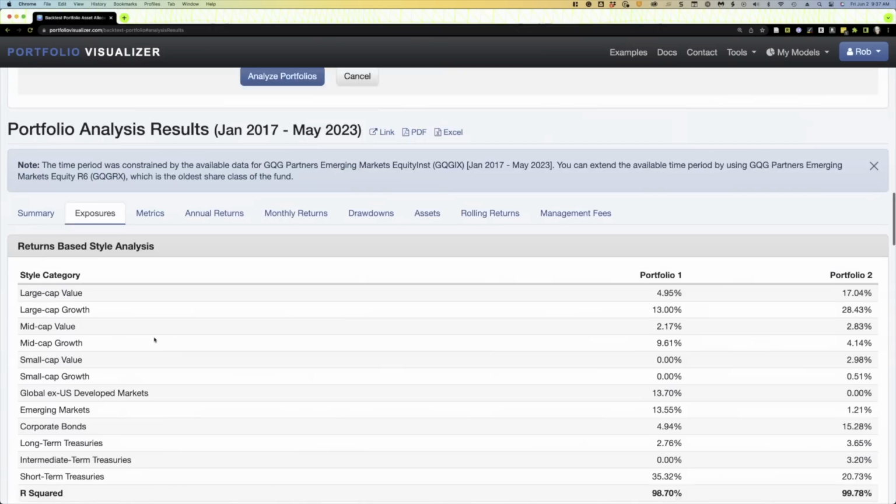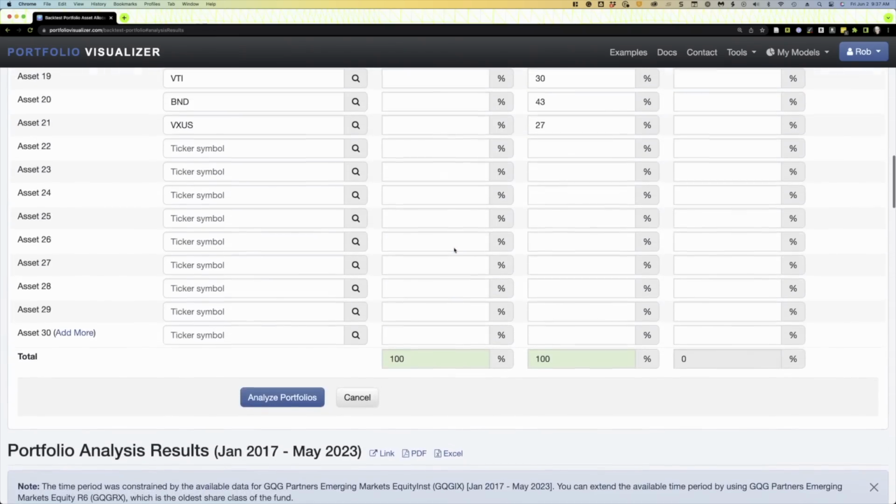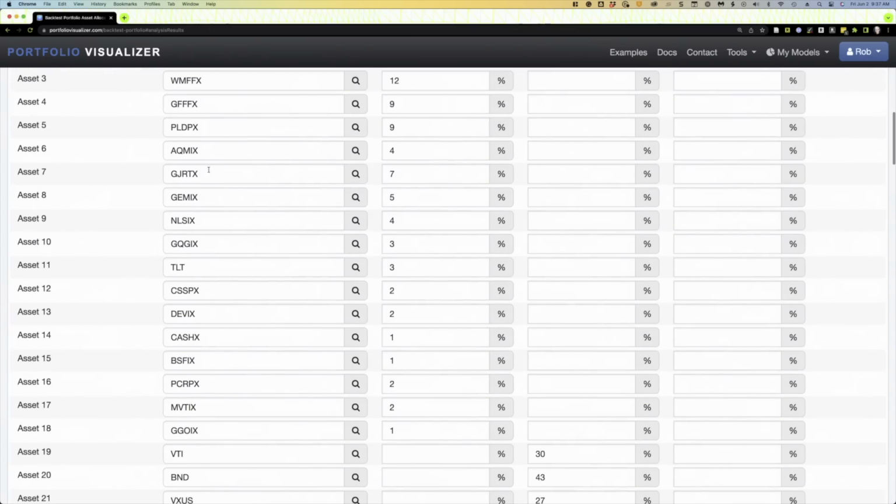I can go down to this exposure tab and see how much is in this case, international stocks, US stocks, and so on. Notice what I haven't had to do. I haven't had to go through and analyze every single one of these funds. It doesn't matter. I don't need to do that. I can just see what asset classes are represented in that portfolio as a whole.